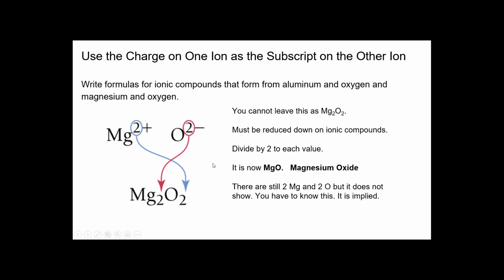Now here's the confusing part, and this is where in chemistry you just have to know these things. This means 2 magnesium and 2 oxygen. Just because it was reduced down does not mean that this doesn't still exist. It absolutely does. This is that fun game about chemistry, that a lot of things are implied and you're just supposed to know.